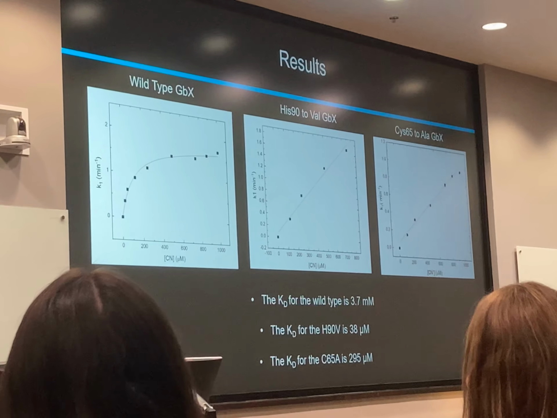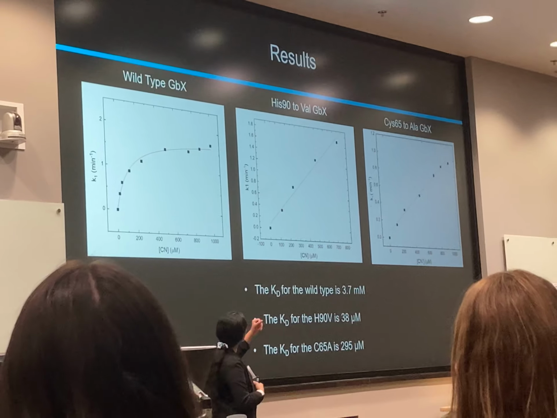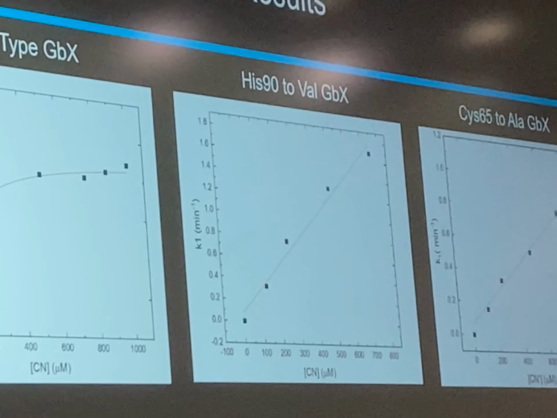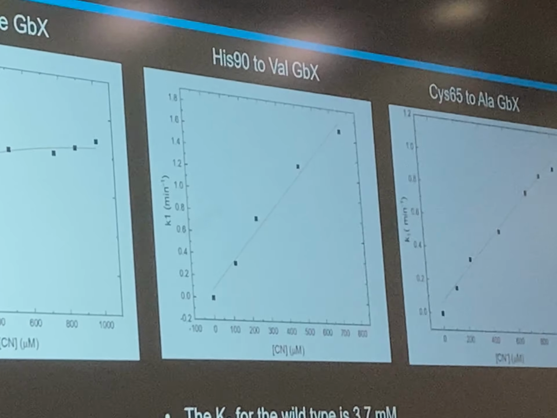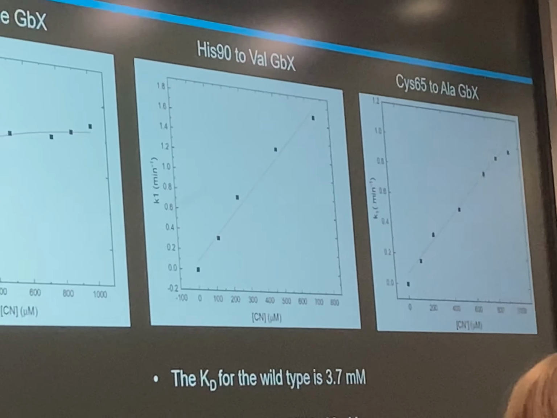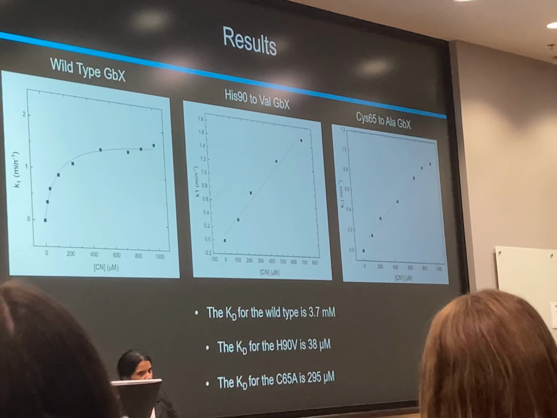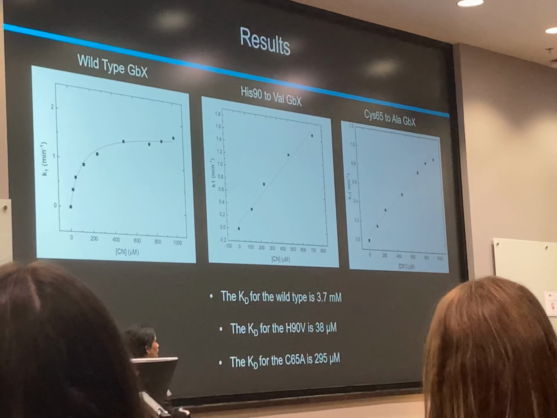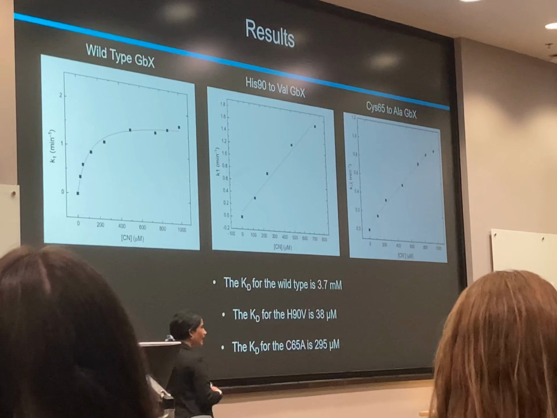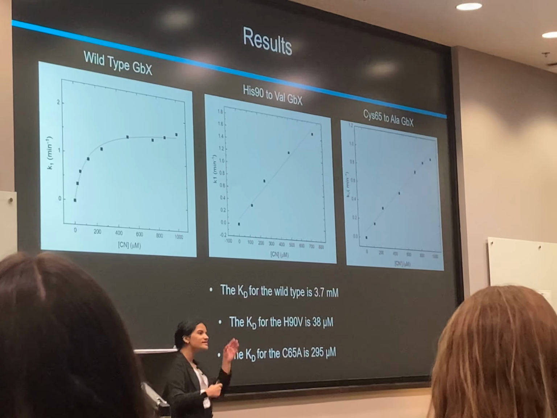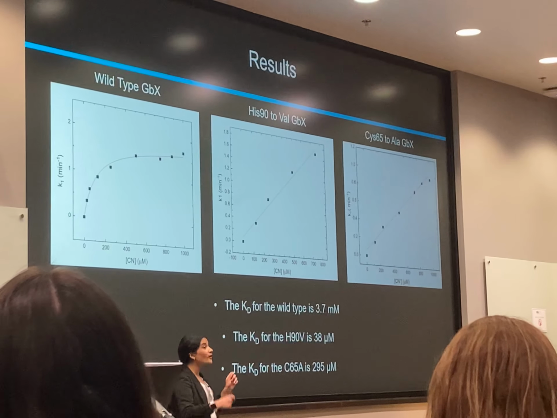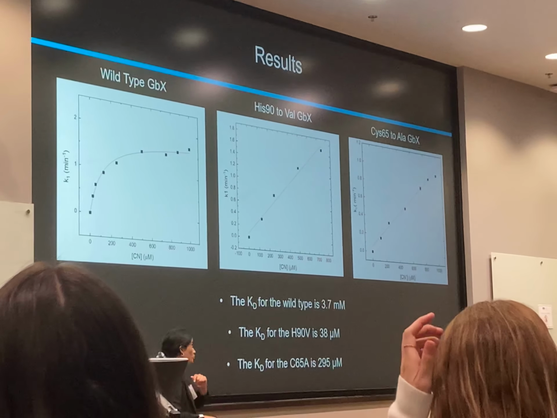And lastly, let's get into our cysteine mutant. So, we see a linear relationship between the rate constant and the cyanide concentration. And in this case, we possibly think that the disulfide bond I showed you earlier affects how quickly the cyanide can bind to the globin X. We think that the disulfide bond causes the distal histidine to be less tightly bound to the iron, thus allowing the cyanide to bind quicker.